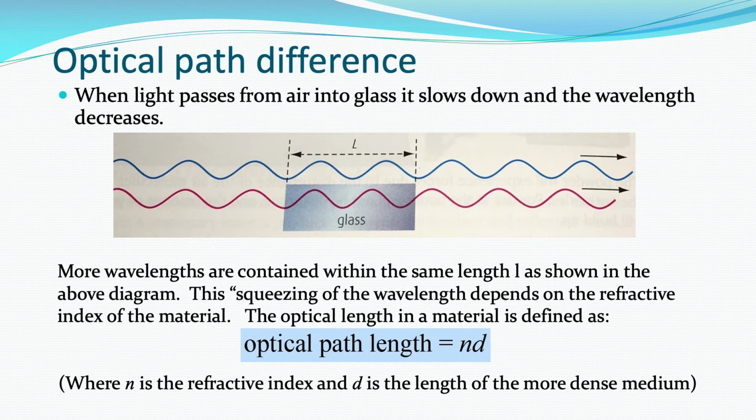Now, when light passes from air into glass, it slows down and the wavelength decreases, so the waves bunch up. So more wavelengths are squeezed into the same length as shown in that diagram there. And that squeezing in the wavelength depends on the refractive index of the material. An optical path length is defined then as the physical length, the geometric length of the object, times the refractive index of the material. So optical path length takes into consideration the length of the material and its refractive index.